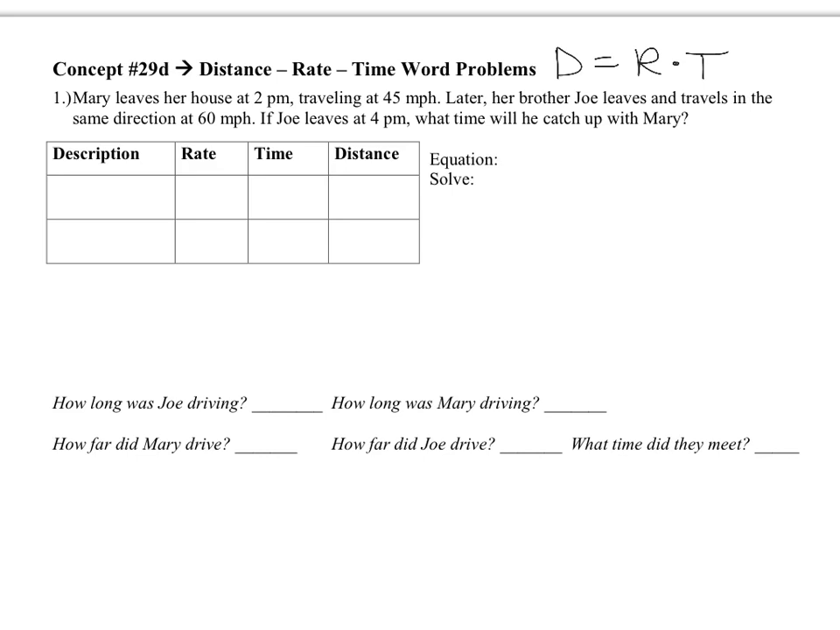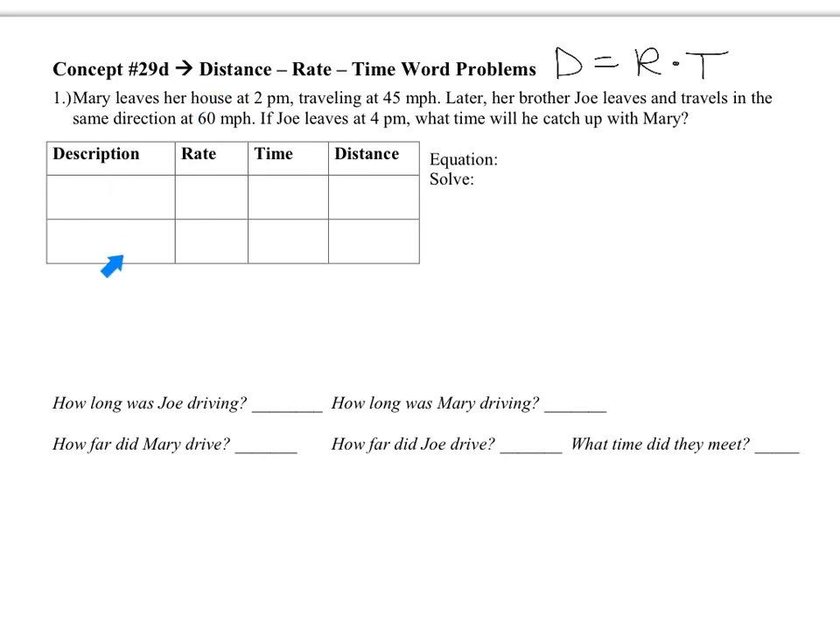Number 1 says, Mary leaves her house at 2 p.m., traveling at 45 miles per hour. Later, her brother Joe leaves and travels in the same direction at 60 miles per hour. If Joe leaves at 4 p.m., what time will he catch up with Mary? All right, so we are not going to worry about the question right now. We're going to worry about the question at the very end. What we're going to do now is fill out all the things that we know.